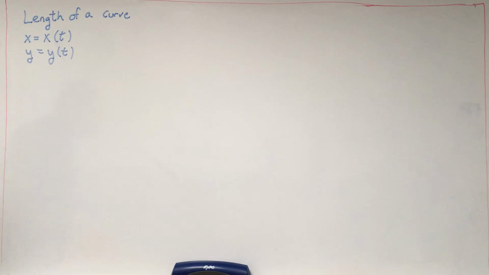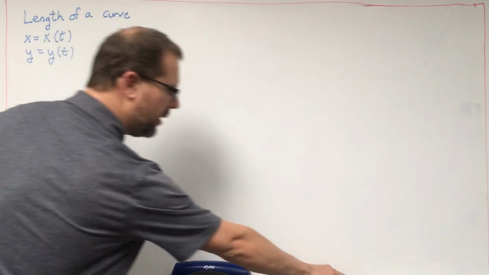In this lesson, we are going to discuss how to find the length of a curve that is described by parametric equations. So let's suppose that we are given a curve. I'm going to draw that in red.